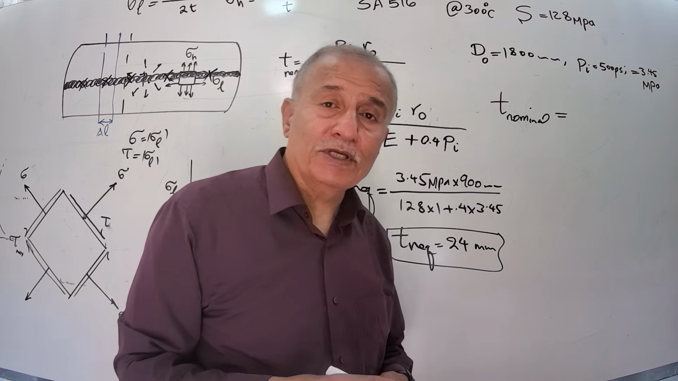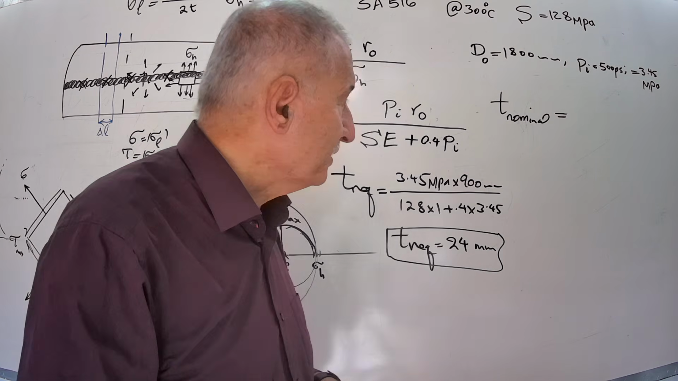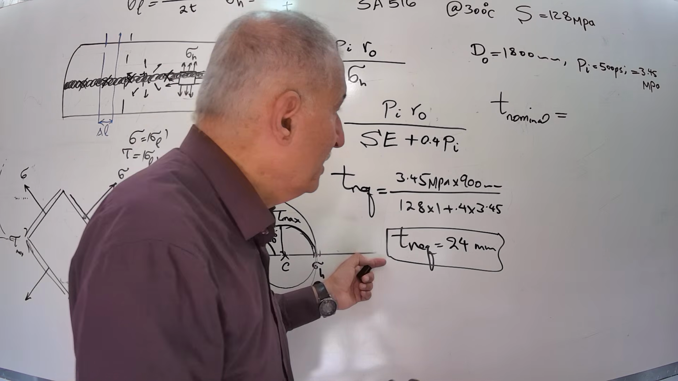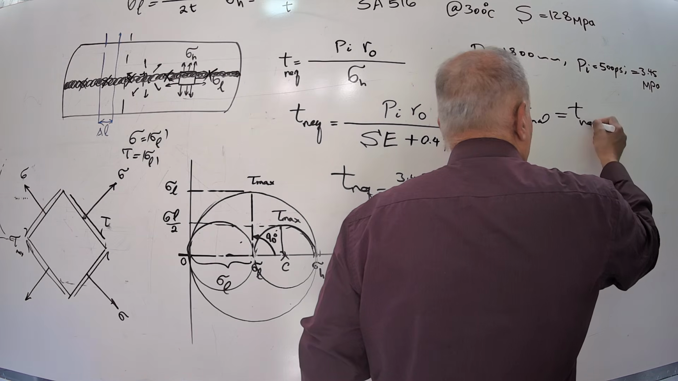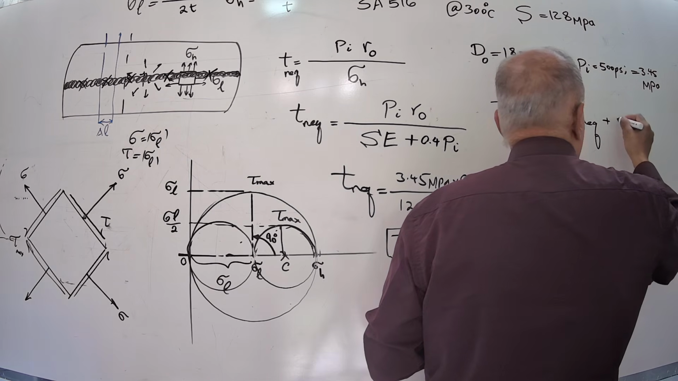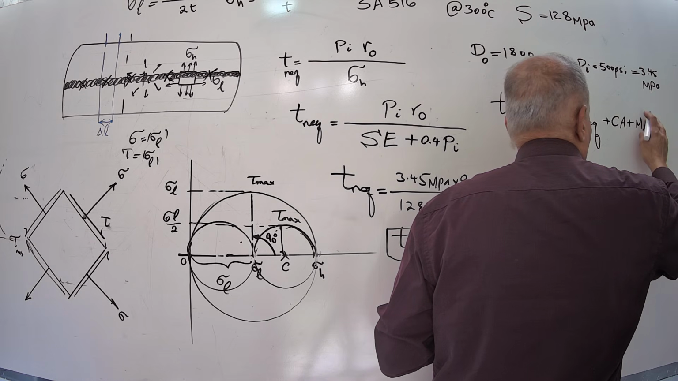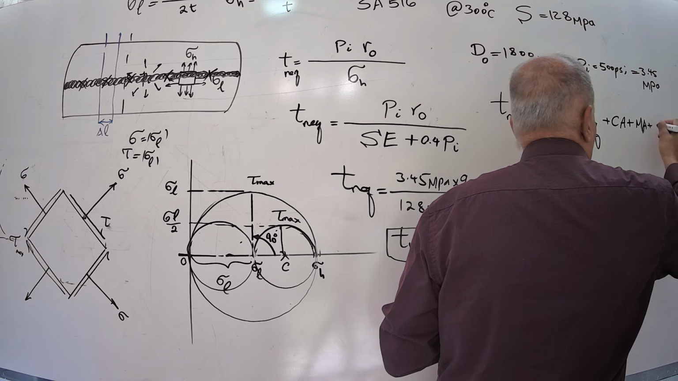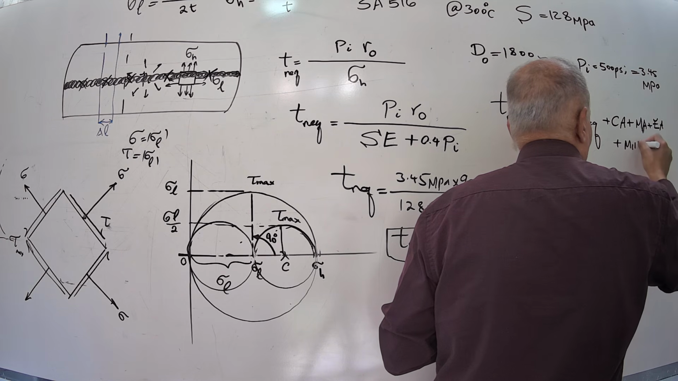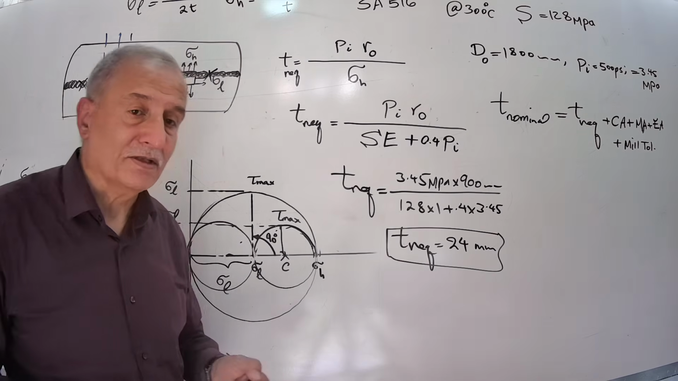But the standard ASME says, ASME Section 8 Division 1, says to consider 12.5% for the mill tolerance. T nominal is equal to required T that we calculated from this formula, plus corrosion allowance, plus mechanical allowance, plus erosion allowance, plus mill tolerance. You must consider all of these.